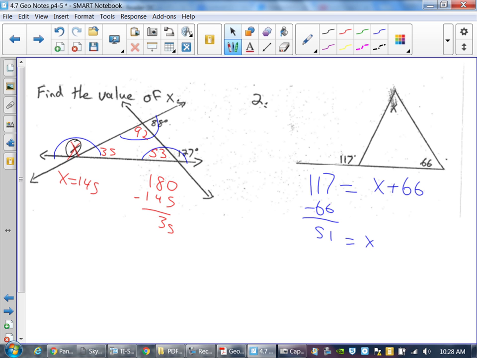You can do the same thing here. What is the supplement to 117? 63, good. So you can do the same thing where you go 63 and 66, subtract that from 180, and you can still find x. So for most of these types of problems when you're dealing with triangles, whether you're on the inside or the outside, there's going to be a couple of different things that you're going to be able to do.